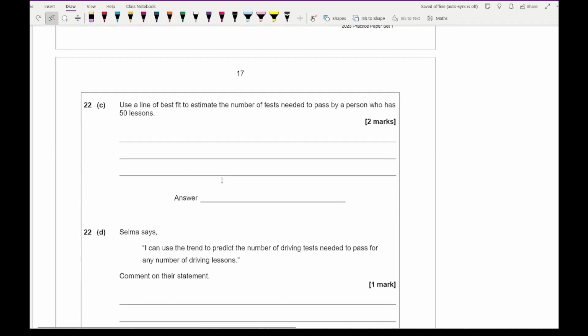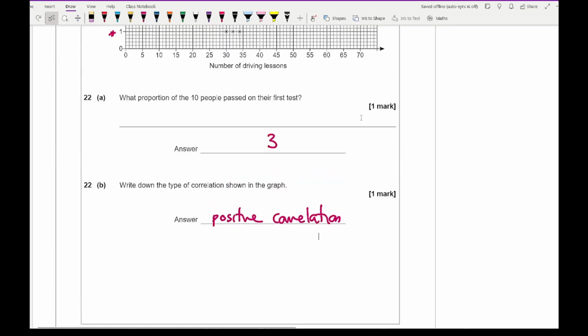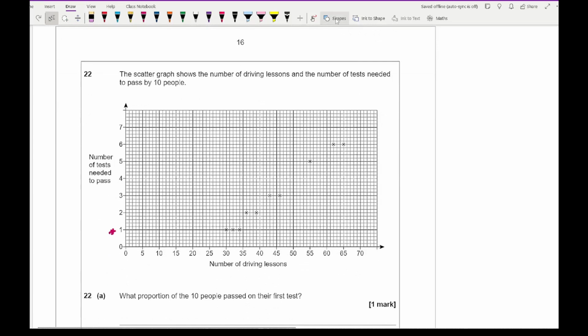It then says use a line of best fit to estimate the number of tests needed to pass by a person who has had 50 lessons. So for this, what you do need to do is draw your line of best fit as best that you can. Remember, your line of best fit does not have to start at 0. It can go through some of the points, and you want to try and make it so that you've got the same number of points above the line as you've got below. And I'm going to go for that. There is where I'm going to go for it.